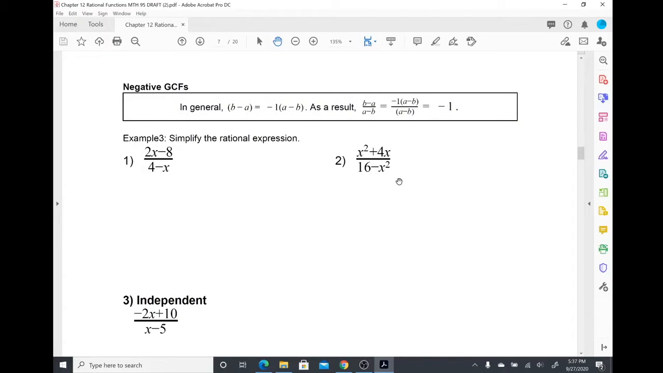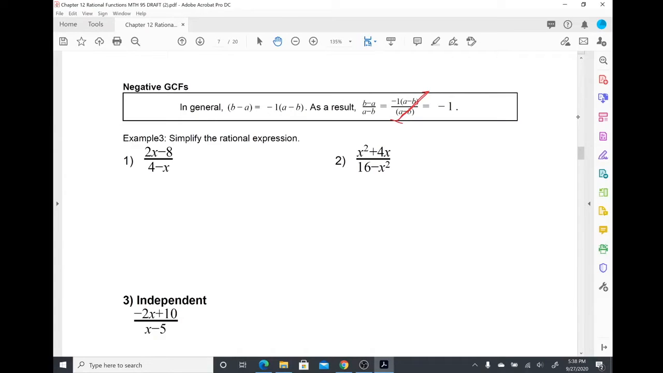The reason why you might do that is if you have a rational function that has b minus a in the numerator, and you're seeing the same numbers in the denominator, but the negative is on a different number or a variable, you could factor out negative 1 and rewrite it so that you can cancel things out.